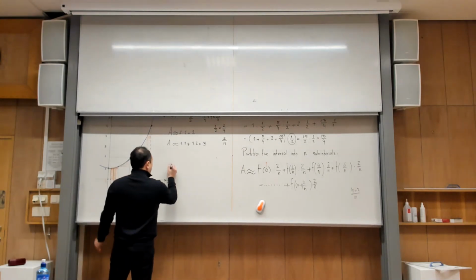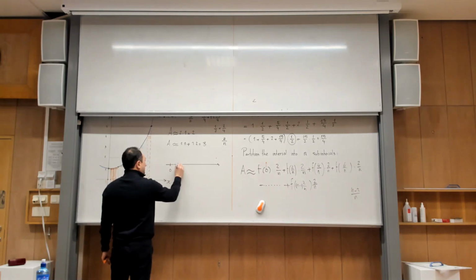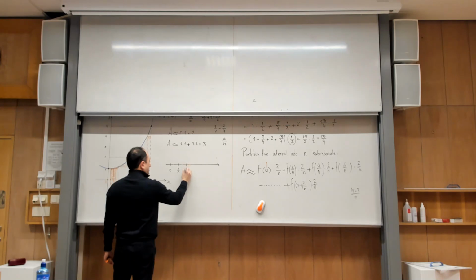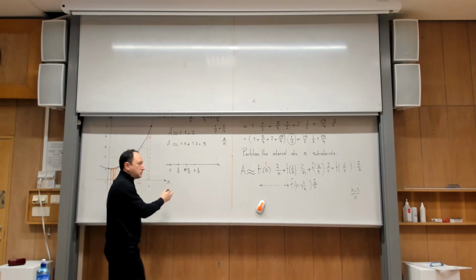So let me just draw the picture here. So I have 0 here. The next number coming is 2 over n. The next number coming is 2 times 2 over n, which I wrote as 4 over n. The next number coming is 3 times 2 over n. Agree? And it will continue.